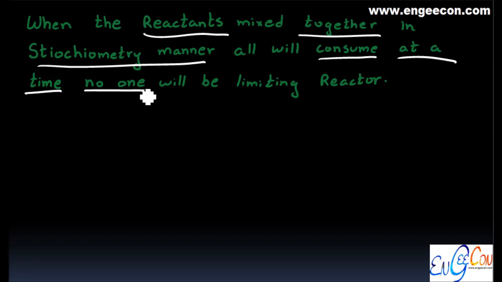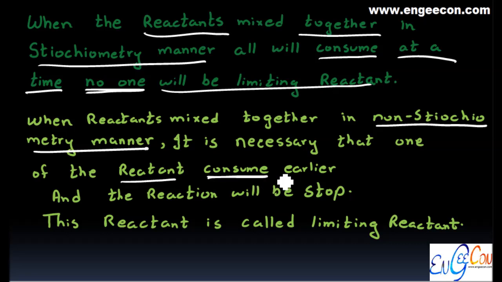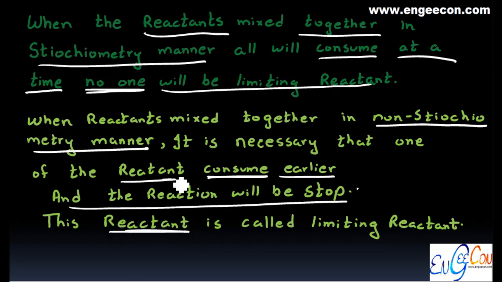Time, and no one will be a limiting reactant. But when reactants mix together in a non-stoichiometric manner, it is necessary that one reactant is consumed earlier and the reaction will stop. This reactant is called the limiting reactant.